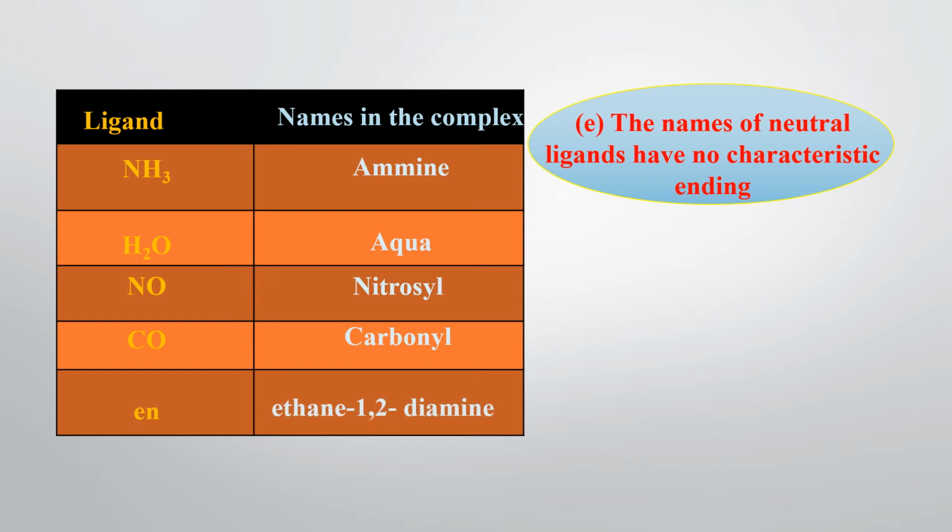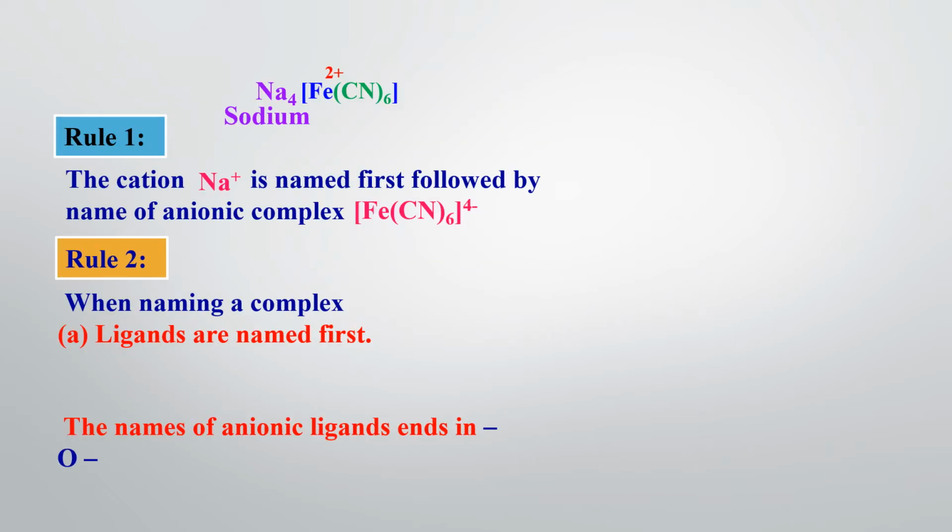En is nothing but ethylene diamine. It is also called ethane 1,2 diamine. Now see, we have to name the ligand cyanido.